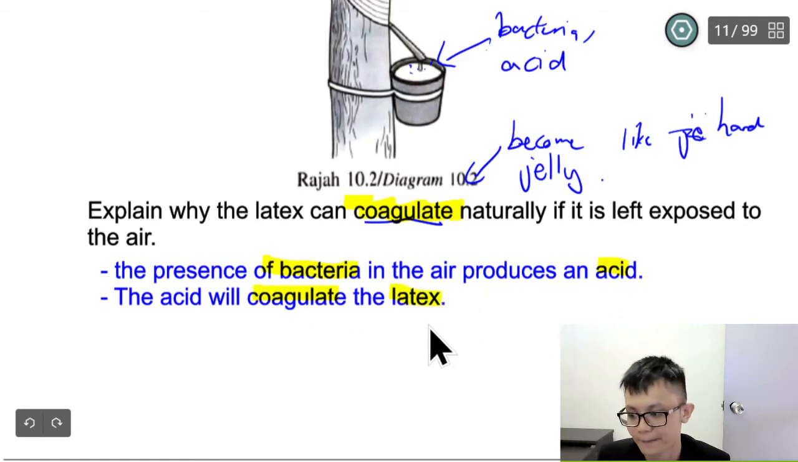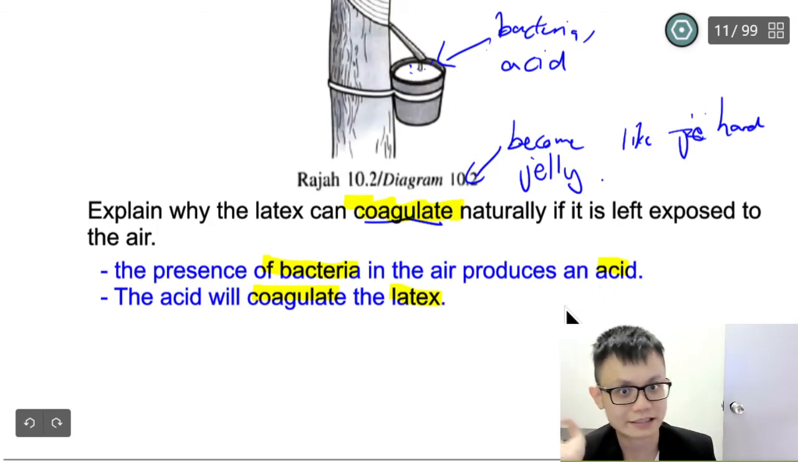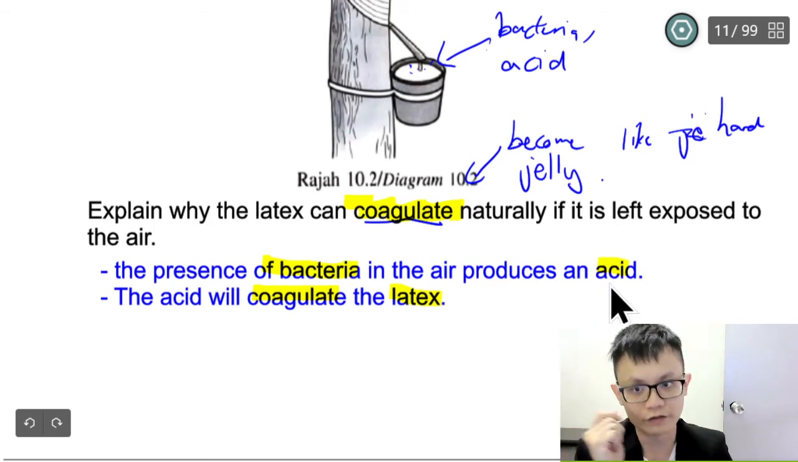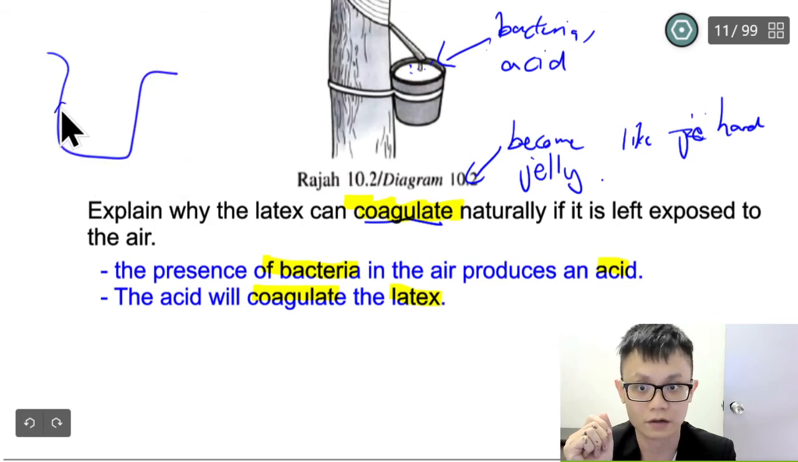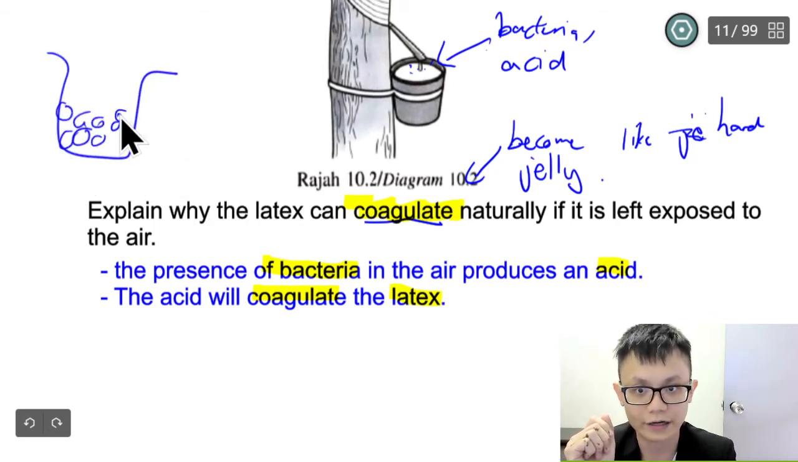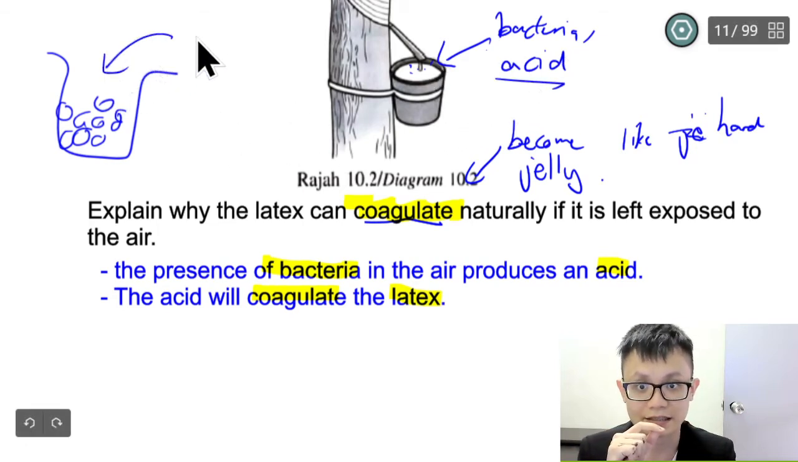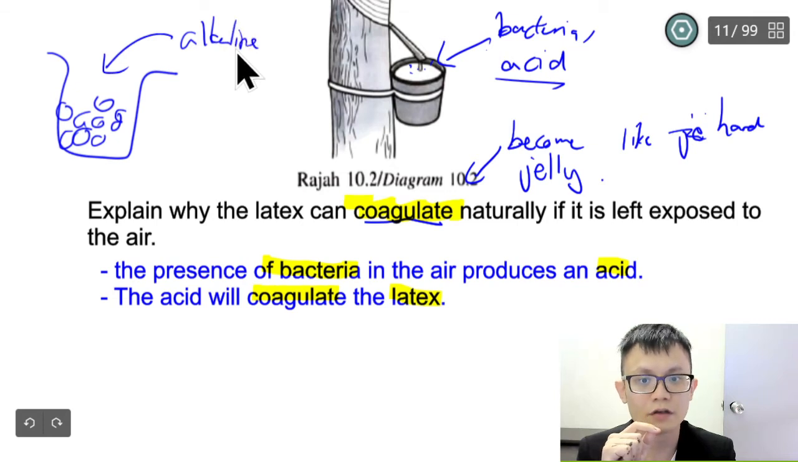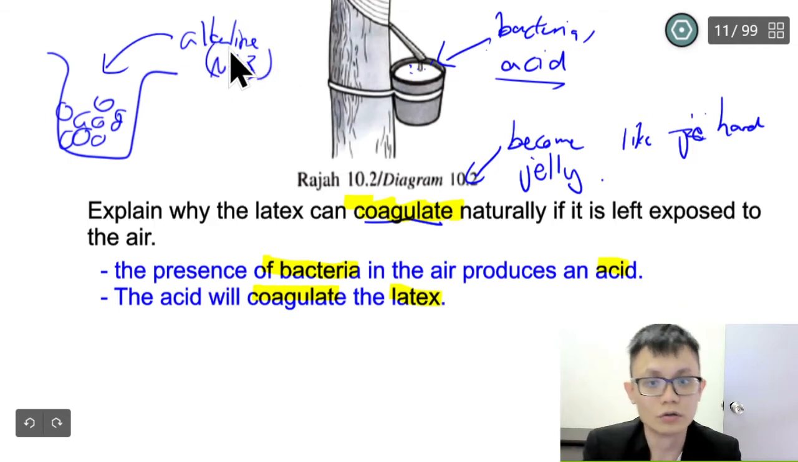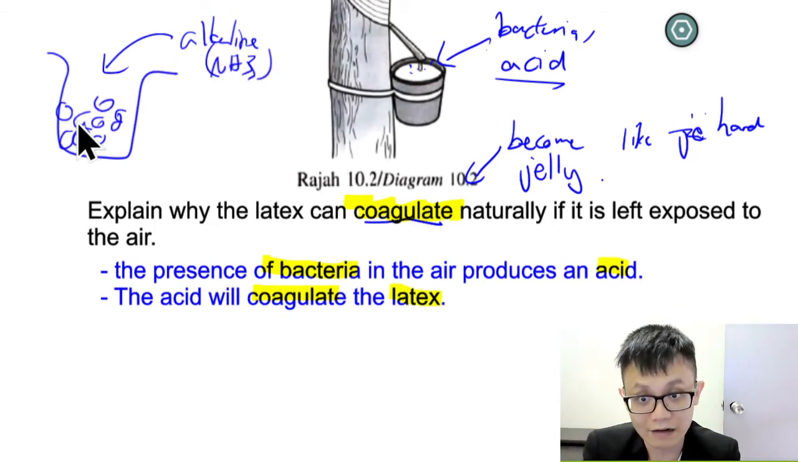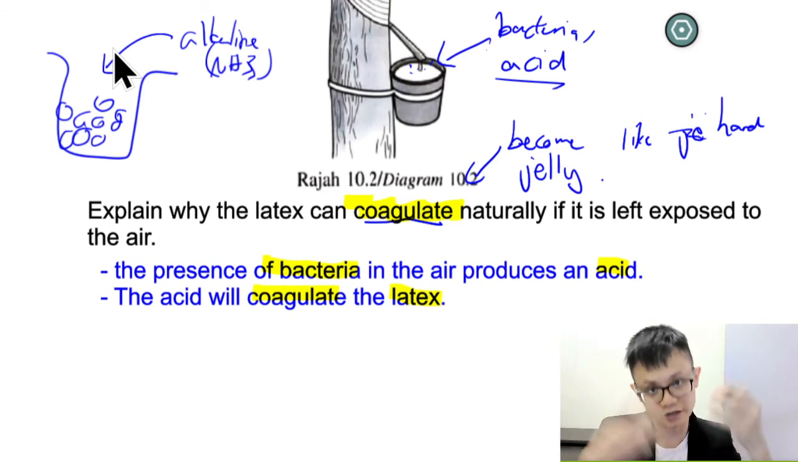Latex is the rubber. Of course, when people do this, they just leave it and it becomes jelly. So they just bring it to the factory. At the factory, they will have something like a bowl of the rubber. What they do is, the opposite of acid is alkaline. So they will pour in alkaline, usually ammonia, I'll just use the shortcut ammonia, NH3. After they pour in the alkaline or ammonia, the ammonia will neutralize the acid.